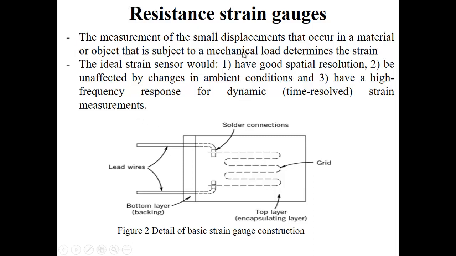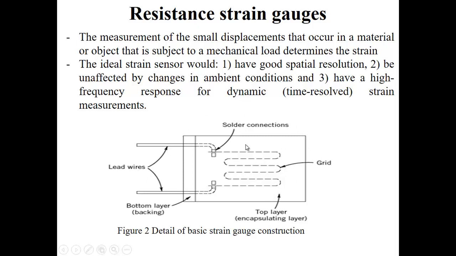The measurement of the small displacement that occurs in the material or object subject to a mechanical load determines the strain. The ideal strain sensor will have a good spatial resolution. Every strain gauge has its own spatial resolution, and the sensor should be unaffected by changes in ambient temperature. The third requirement is a high frequency response for dynamic strain measurement.